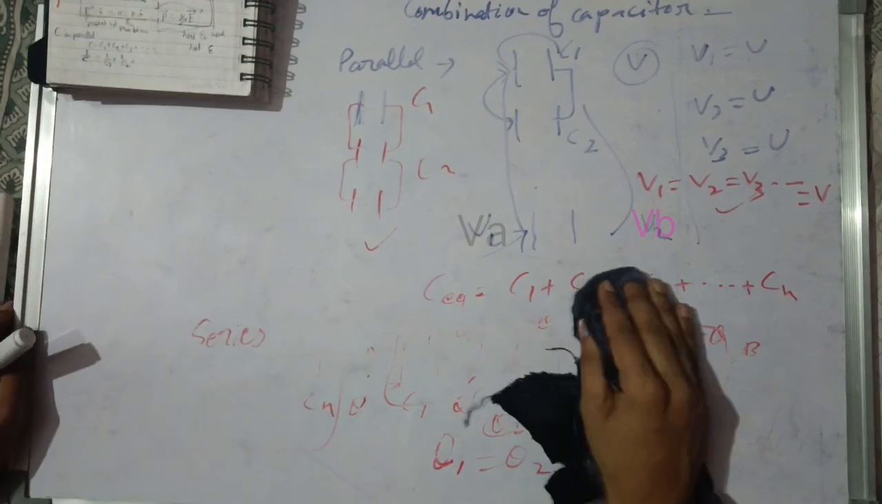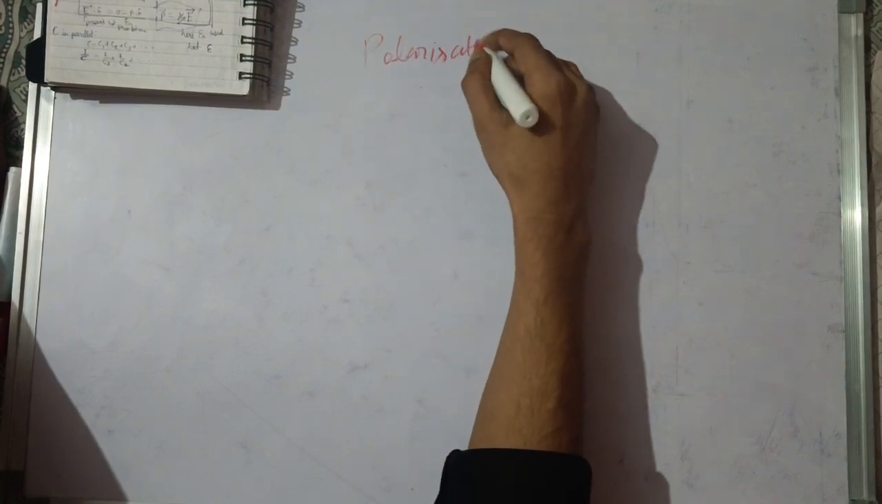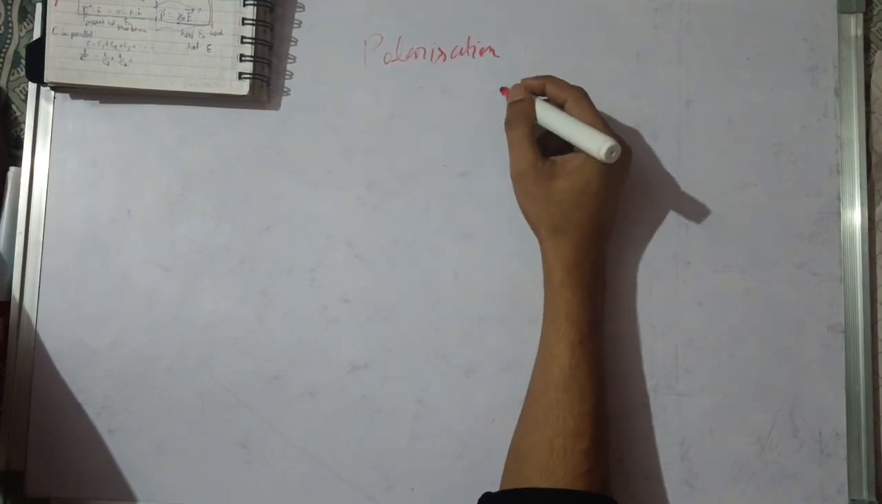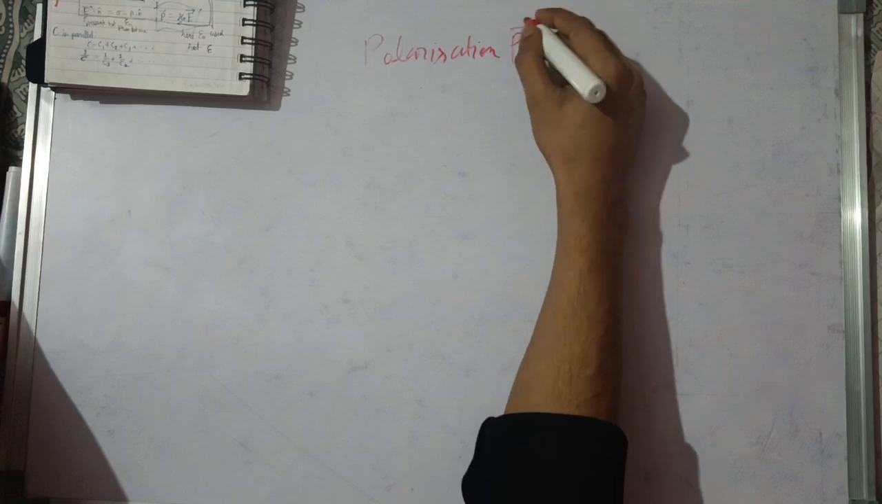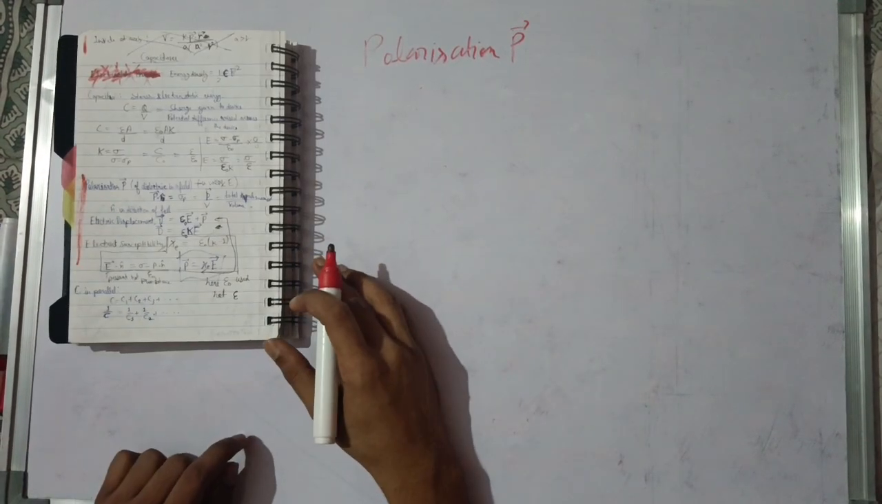Now capacitors are over. The next topic is susceptibility, electric susceptibility, and polarization. Polarization in case of an electric field. Polarization P of a dielectric in a field.